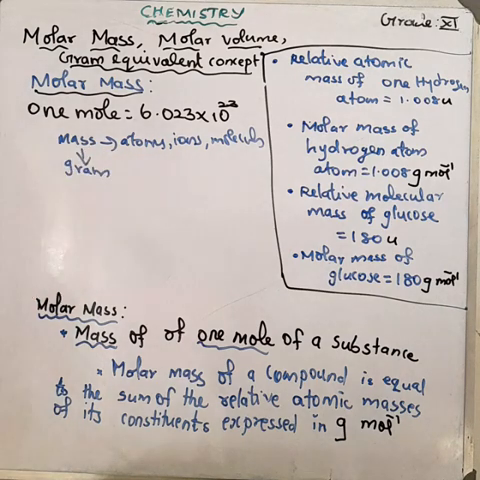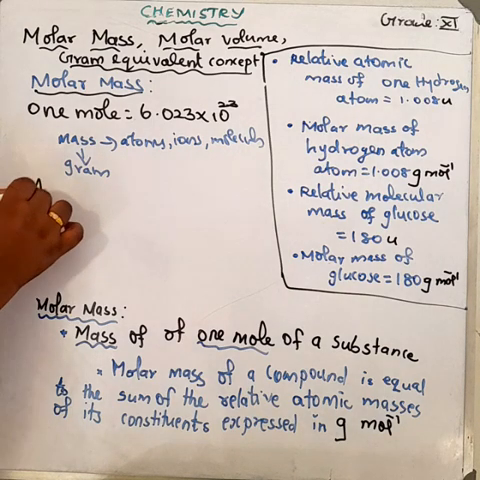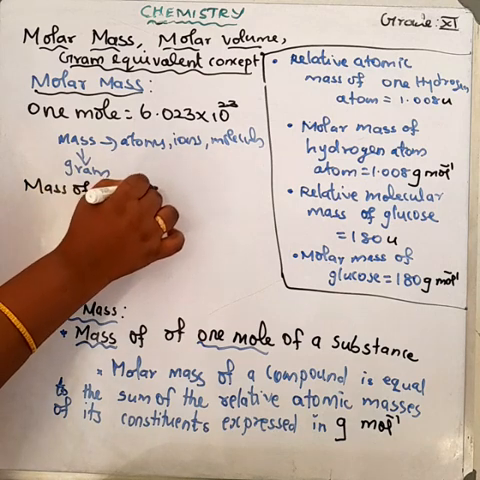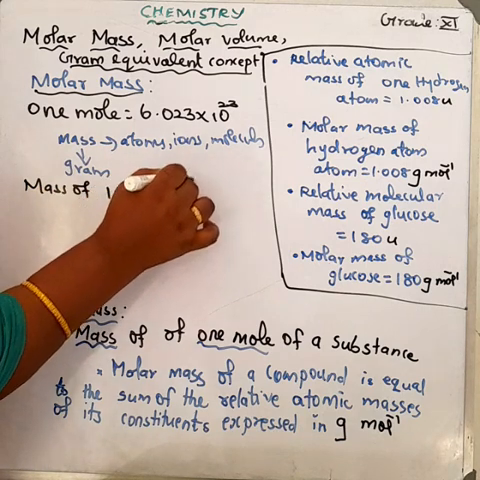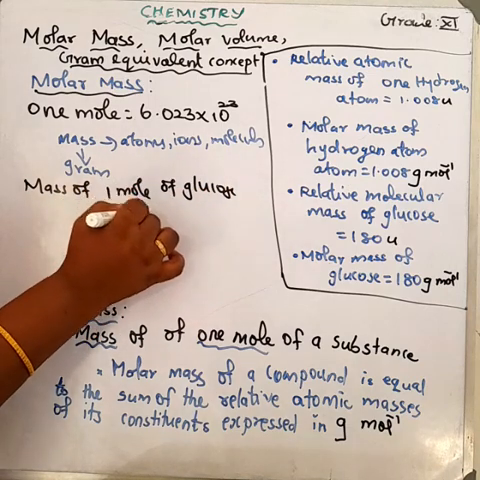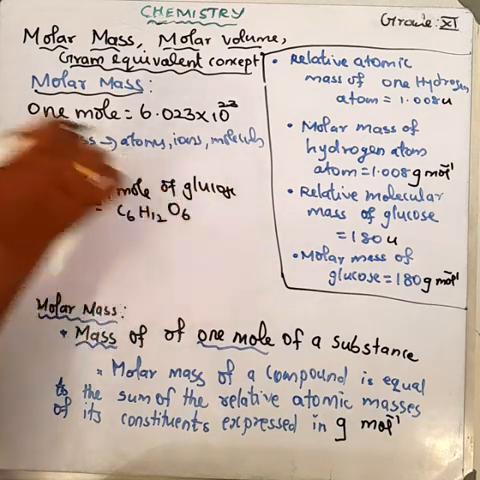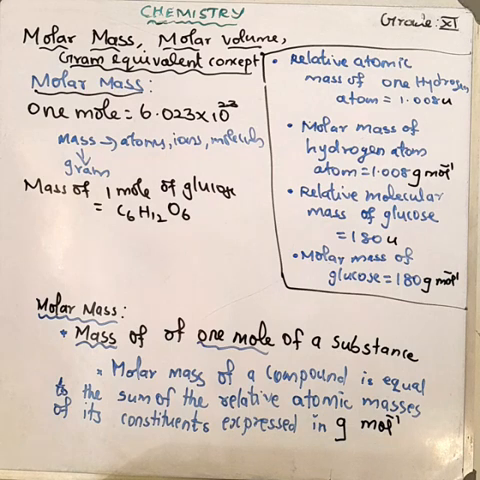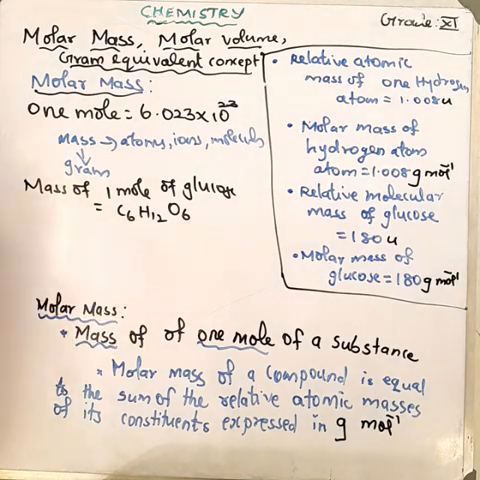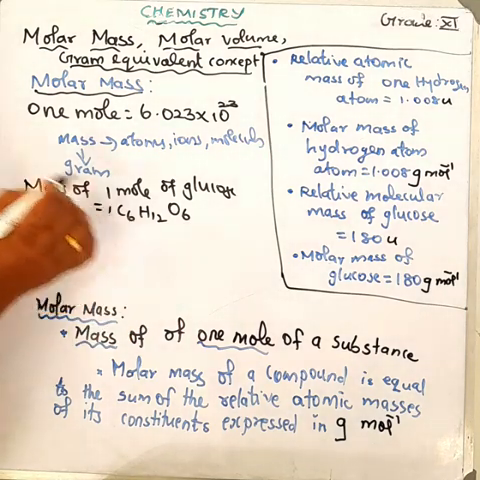For example, the mass of 1 mole of glucose. You know glucose, what is the molecular formula of glucose? C6H12O6. This is the molecular formula of glucose. So, what is the mass of this 1 mole of glucose?